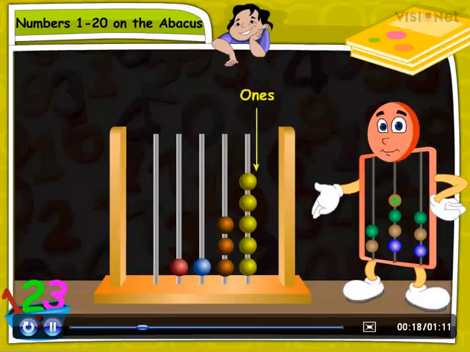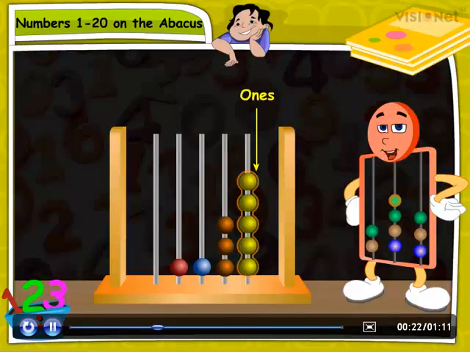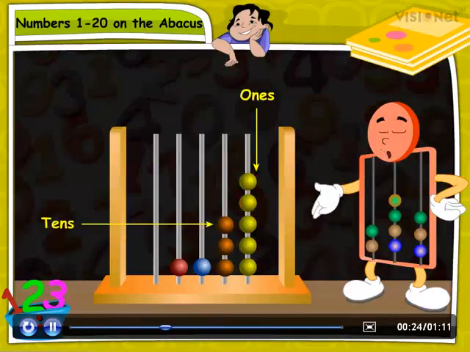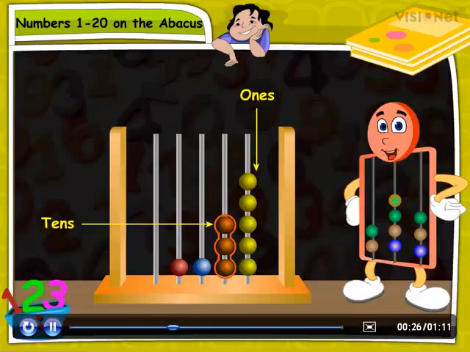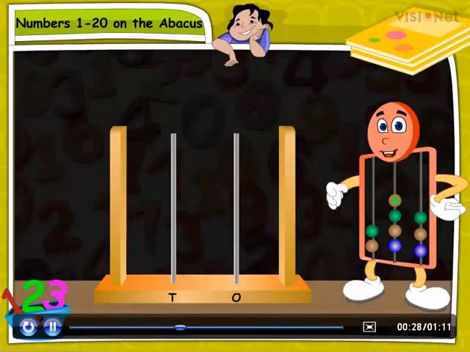In the ones spike, each bead represents one ones, and in the tens spike, each bead represents one tens. So, if we want to represent 1 on Abacus, then we put 1 bead in 1's spike of the Abacus. Similarly, if we want to represent 2 on Abacus, then we put 2 beads in 1's spike of the Abacus.